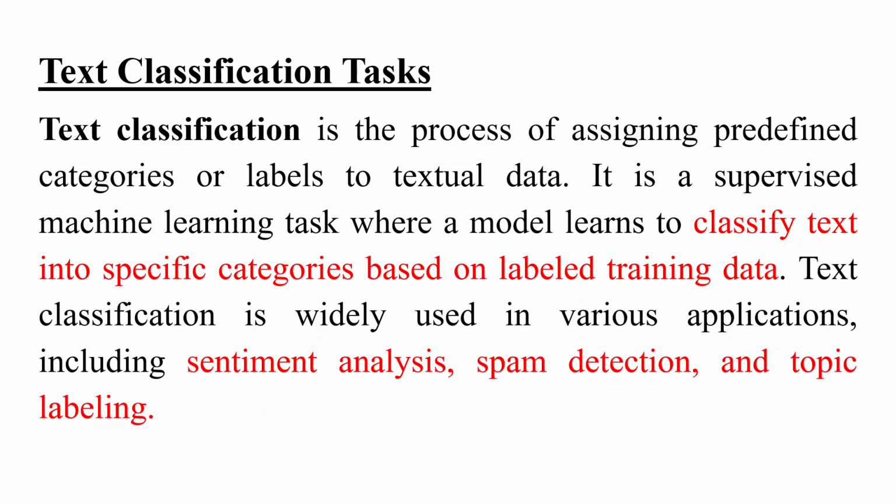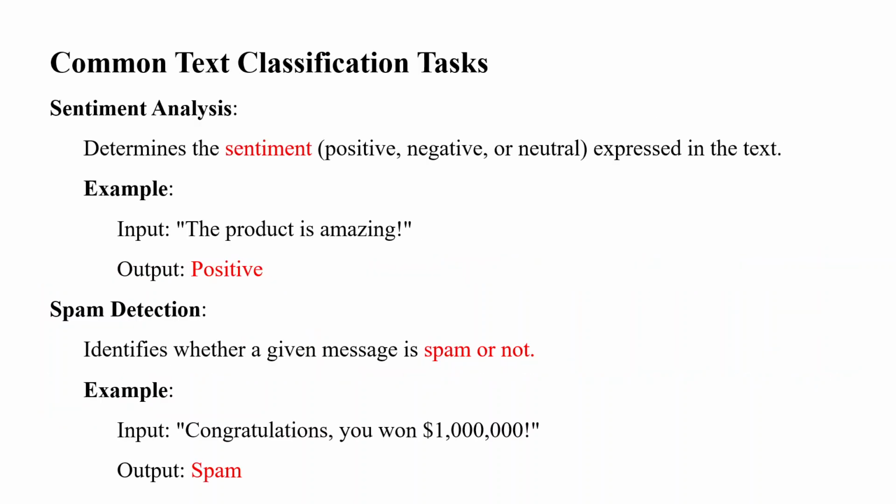Mainly it comes under which type of machine learning task? A supervised machine learning task, because it depends on the labels of the textual data. Based on the labels of the textual data only, it is going to classify the text on training. So it is widely used in various types of applications like topic labeling, spam detection, and sentiment analysis. These are some of the common text classification tasks.